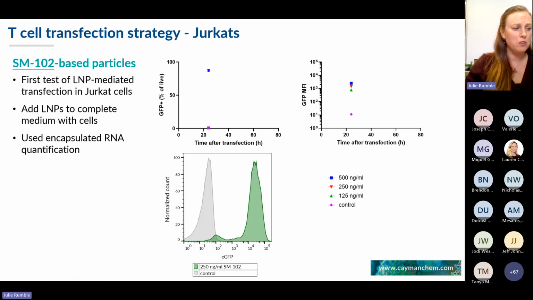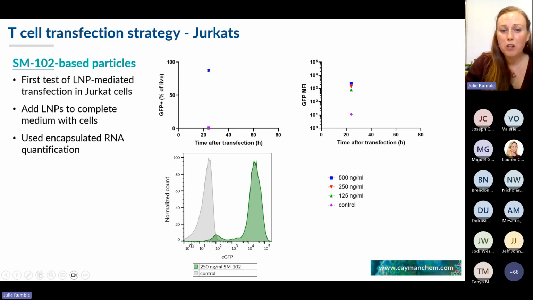So now that we have particles, we can see how well they transfect T cells. For our first experiment, we used a T cell line called JERKIT, which proliferates in the absence of any exogenous stimulus. We plated the cells and transfected with several doses of LNPs in full serum media. At daily time points, cells were harvested and tested for GFP expression by flow cytometry.